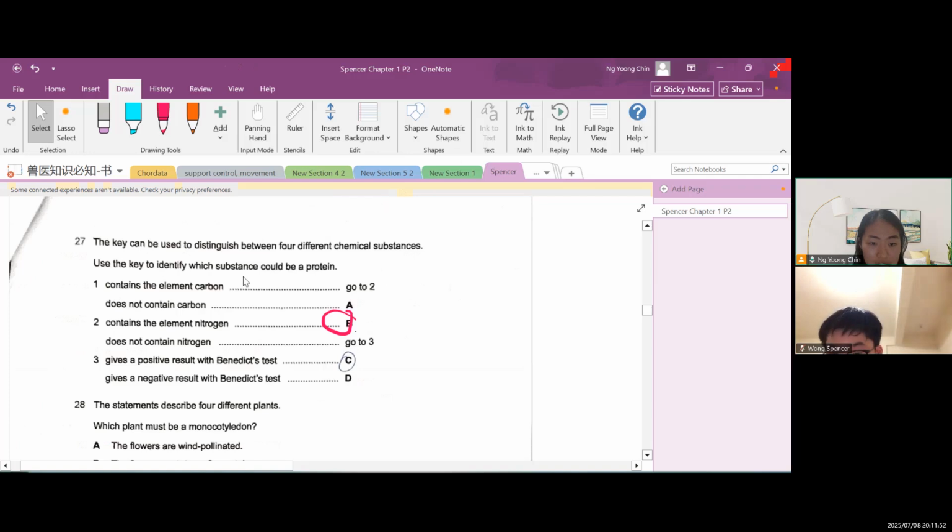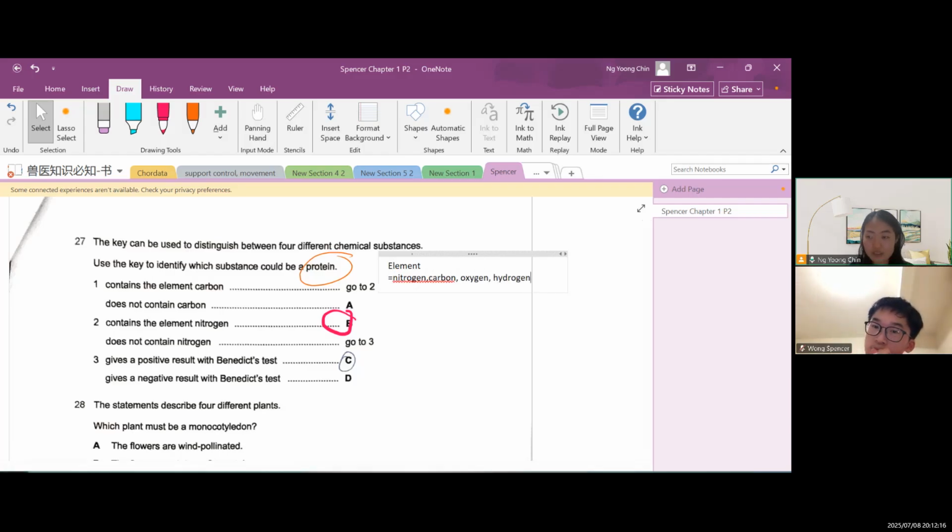Use the key to identify which substance could be the protein. So the answer is B. Why? Just for you to have a look at the proteins. What elements are found in proteins? There will be nitrogen, carbon, oxygen, and hydrogen. Just these 4 elements are found in proteins. So, Spencer, please remember that proteins contain nitrogen as their component. So the answer is B.